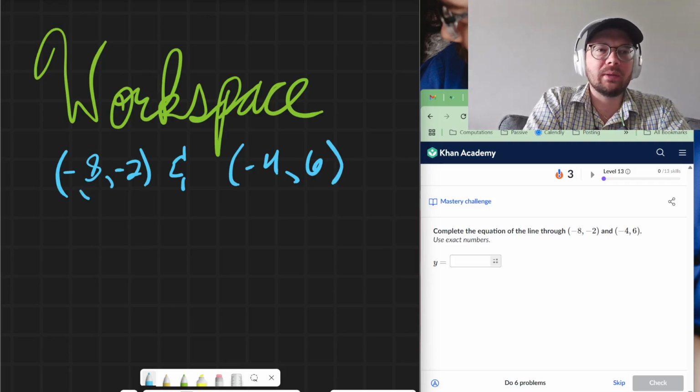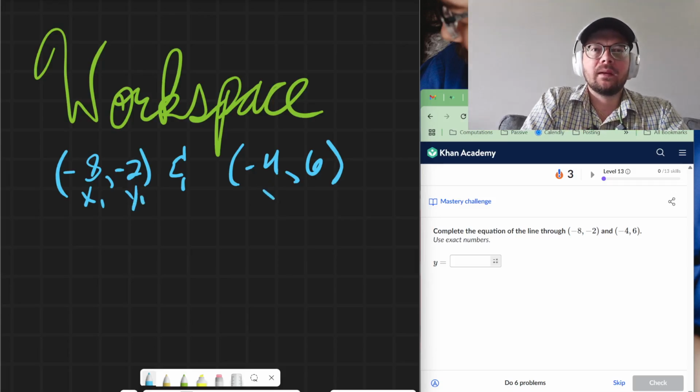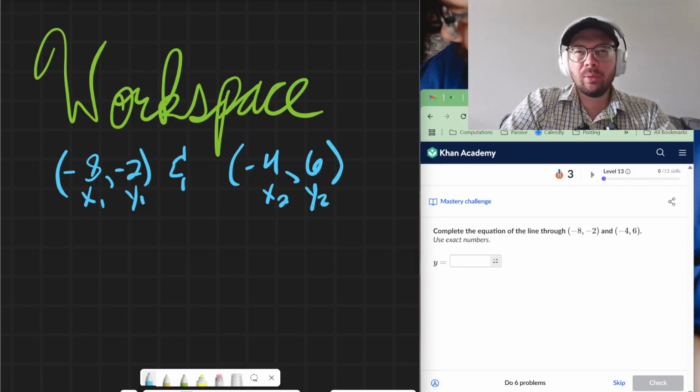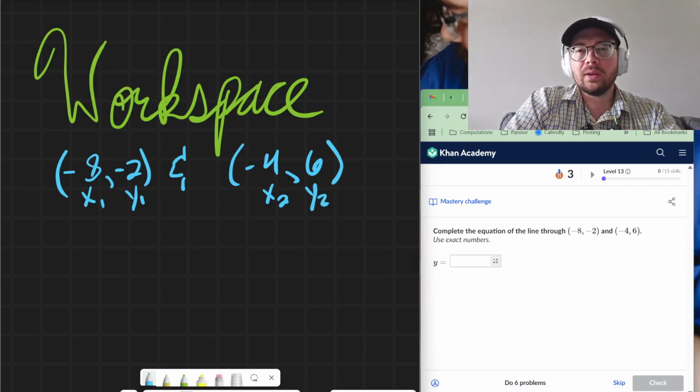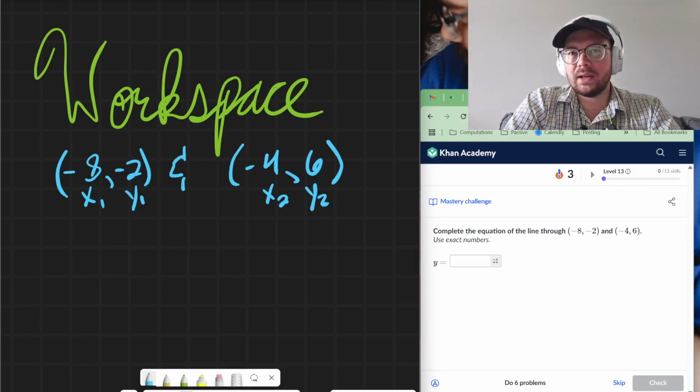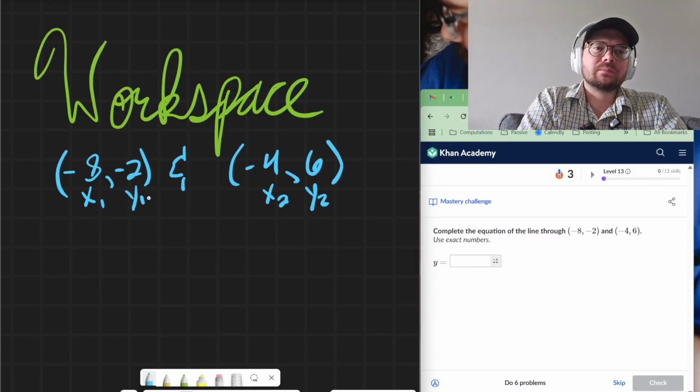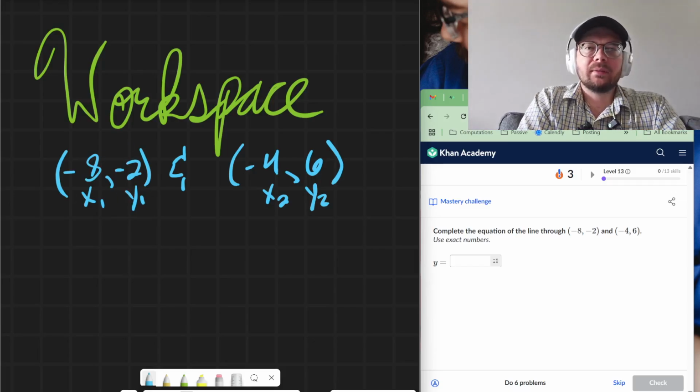So this is point 1. That would make this x1 and y1, and this x2 and y2. Every point is x and y. X goes left and right, Y goes up and down. And if you go left, right, up, and or down, you can get to any place on a standard grid. So that's why we have these left, right, up, down.